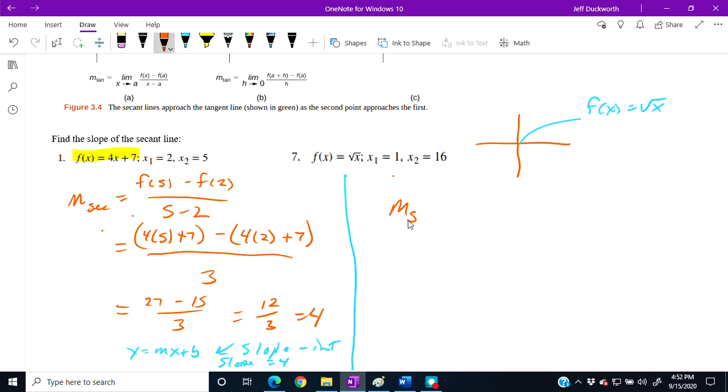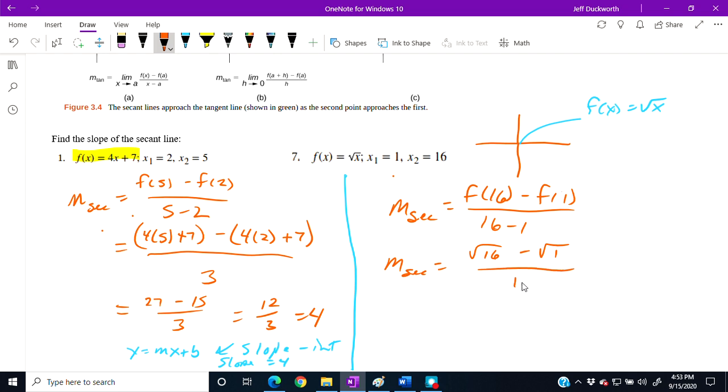So I want m secant: f at 16 minus f at 1. Now the book has given you some nice perfect squares there. So f at 16 is root 16. F at 1 is root 1, and the denominator is 15. It's 4 minus 1 over 15, which is 3 over 15, which is 1 over 5. And that is the slope of the secant line for that function between those 2 points.